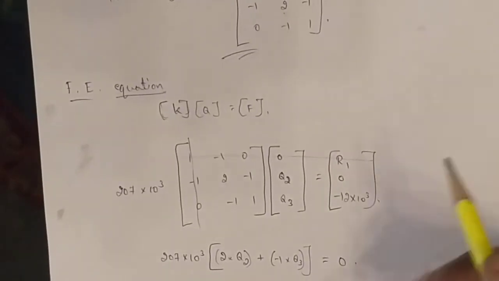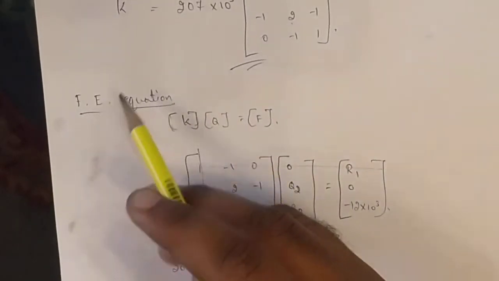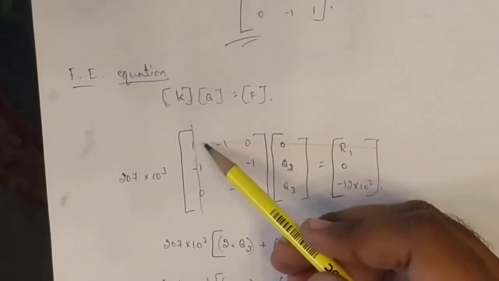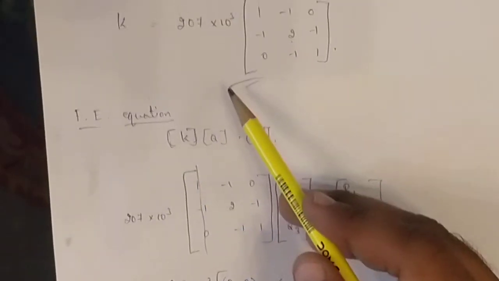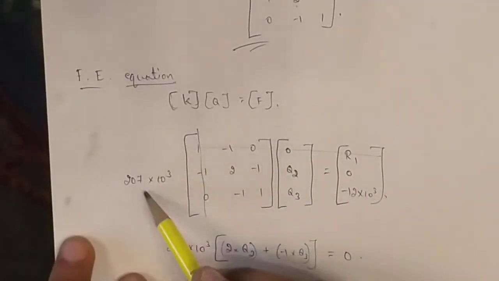Next, finite element equations. We have got the global stiffness matrix. Next is the finite element equation. We are just following the steps in the finite element method. So KQ is equal to F is the finite element equation. The global stiffness matrix we have got is this equation, so write the K matrix here.